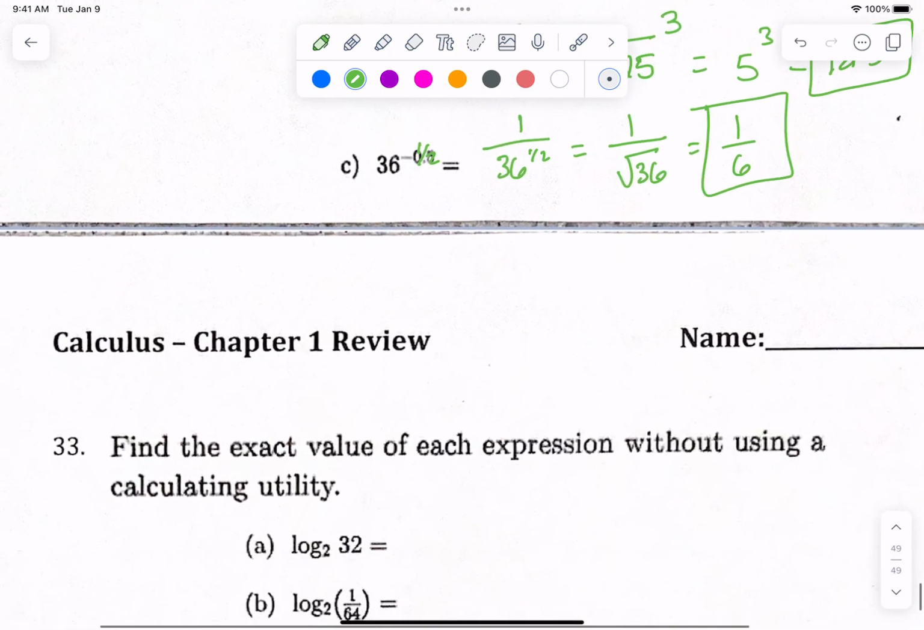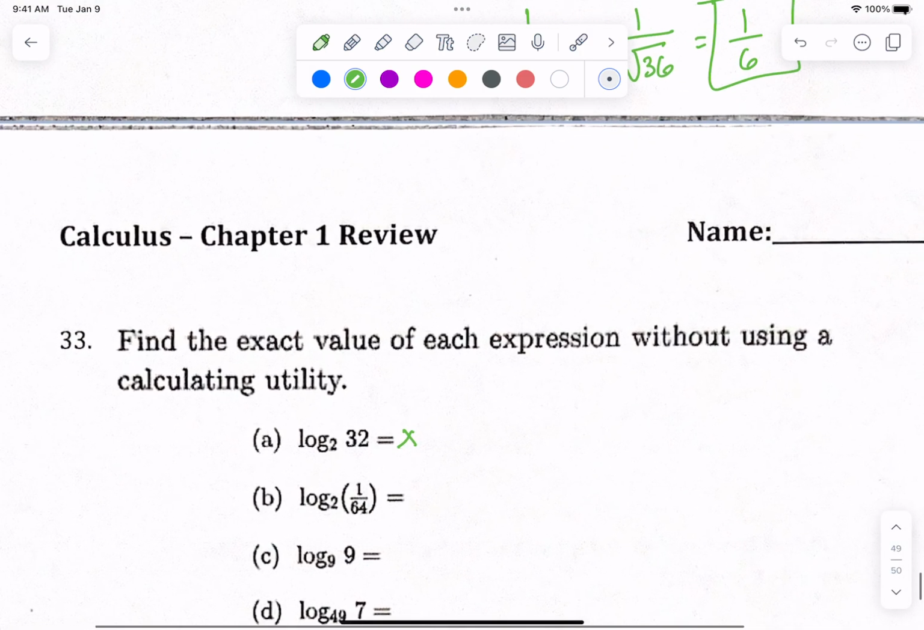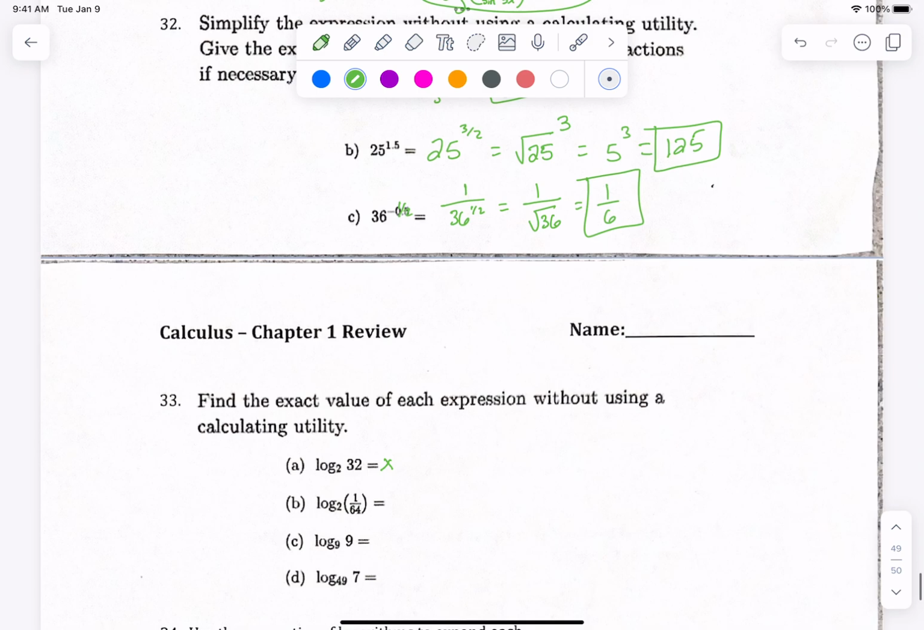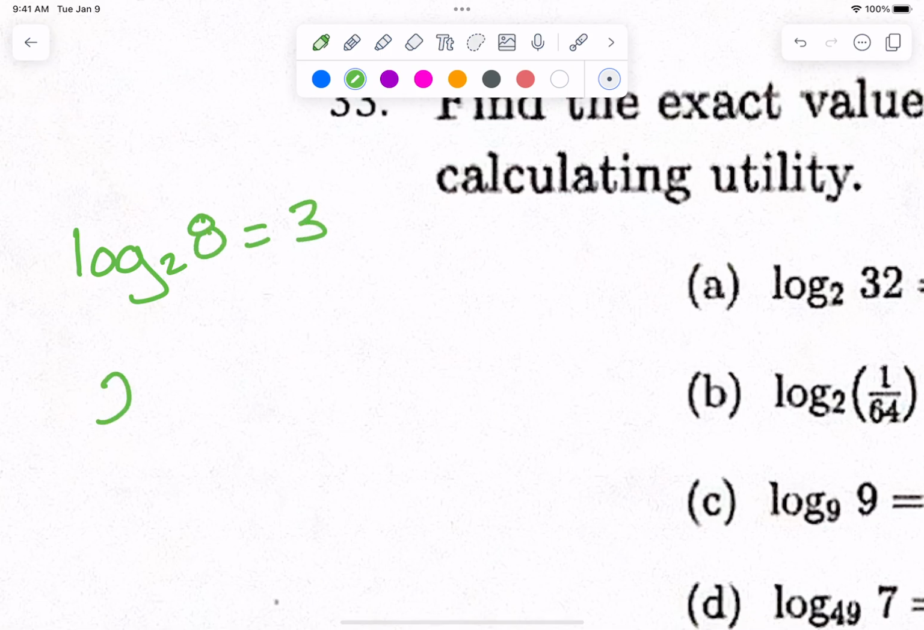All right, 33. Find the exact value without graphing utility or calculating utility. Call him X. Can you go from log to exponential on the side? Do you want an example? Log base 2 of 8 equals 3, which means 2 to the third power equals 8. So that's an example of that.